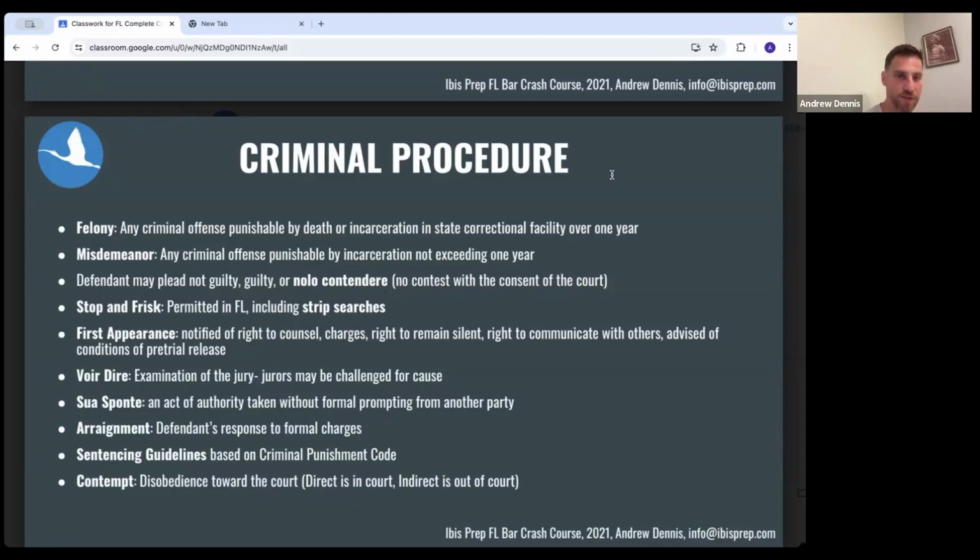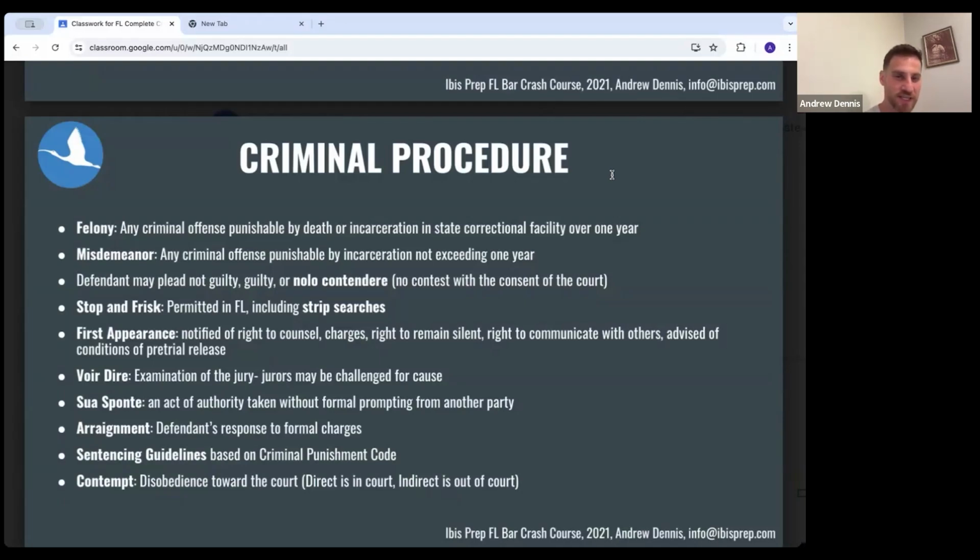So a defendant can plead, and this would be at arraignment, not guilty, guilty, or nolo contendere, like no contest, with the consent of the court. They could also potentially do an Alford plea, which is pretty much a guilty plea, but saying that you didn't want to plead guilty, kind of like snitching.